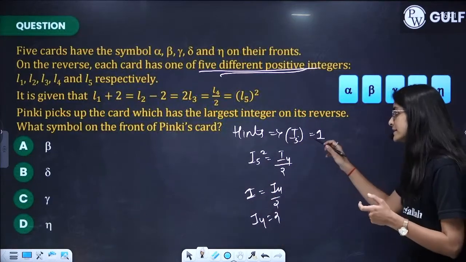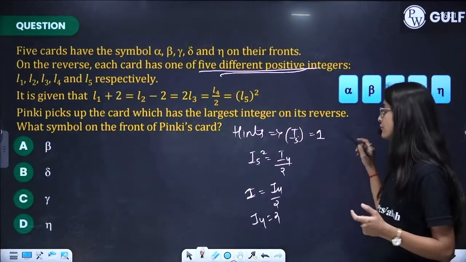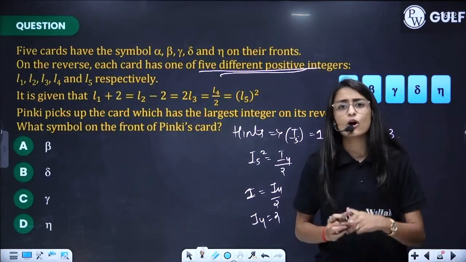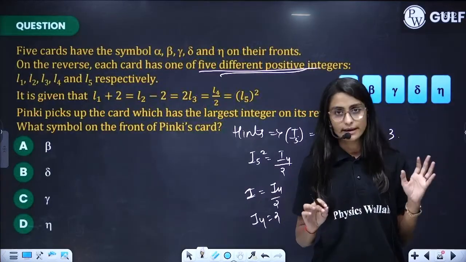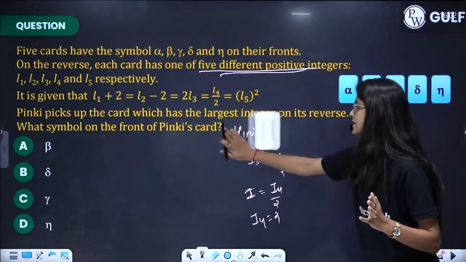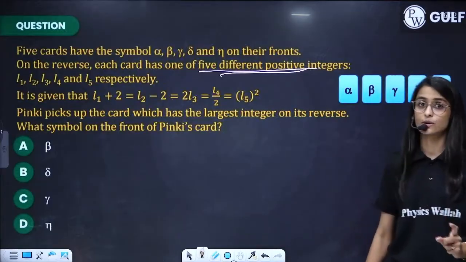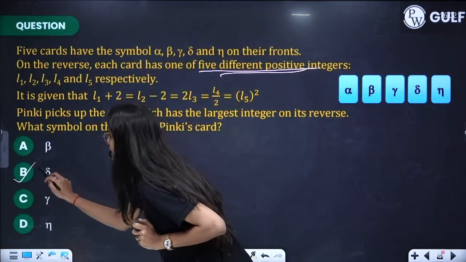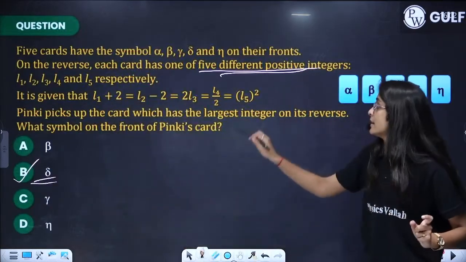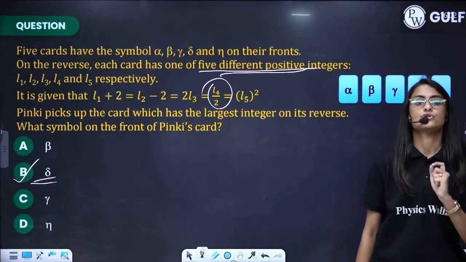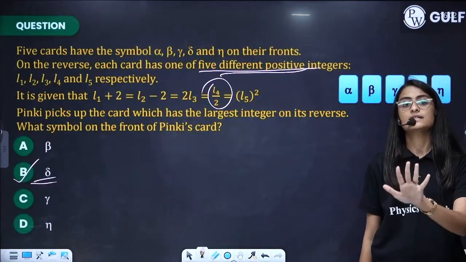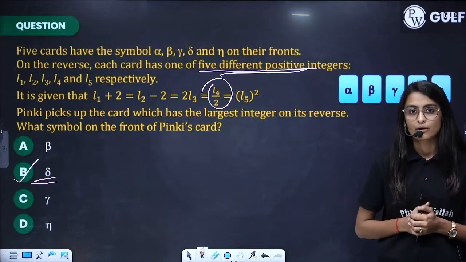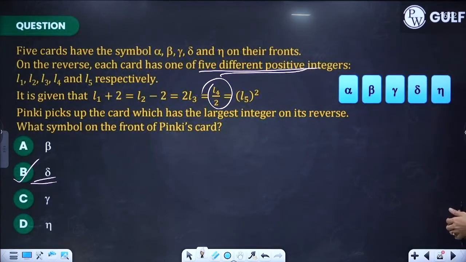So if 1 is satisfying, check with all the values. If 1 is not, go by 2, go by 3 and so on. Or you can use the elimination method as well. Substitution and elimination will also work. If you go by this, you will obtain that the delta card, or I4, is the greatest value obtained. That means out of 5 cards, I4 has the greatest value in its integer form. Alright, moving to the next question.